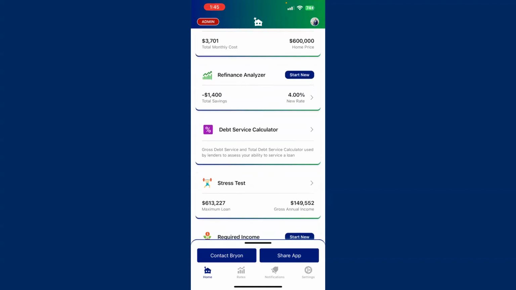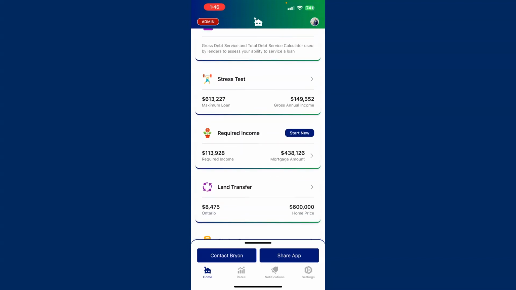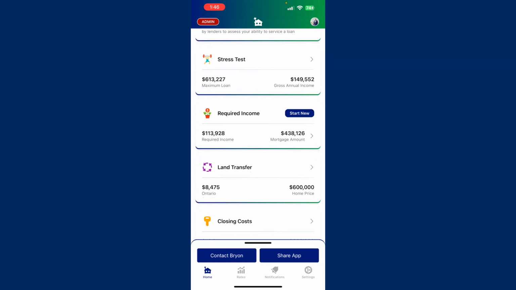Debt service calculator, stress test. A stress test means that you're held to a higher interest rate when you apply for a mortgage these days. Right now I think the Bank of Canada rate is set at 5%, and the banks and finance companies are always loaning at a higher rate. Well, they might ask you to qualify 2 to 3% higher to qualify for the loan, even though you're getting a lower rate than that. Income required, land transfer tax, otherwise known in Quebec and other provinces as the welcome tax.